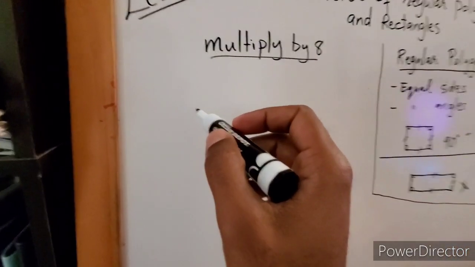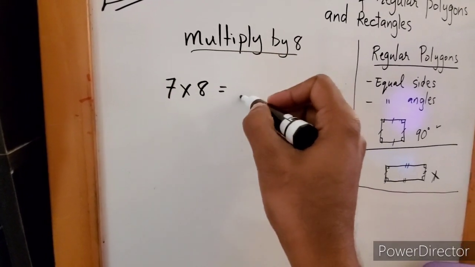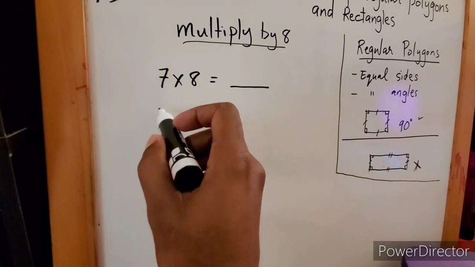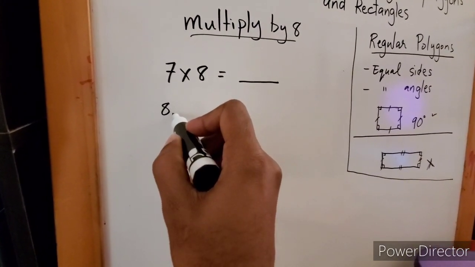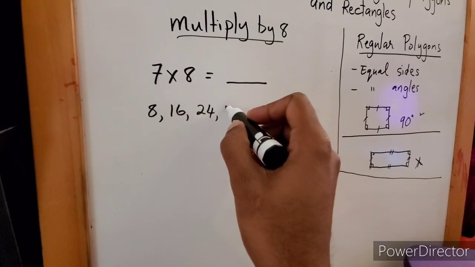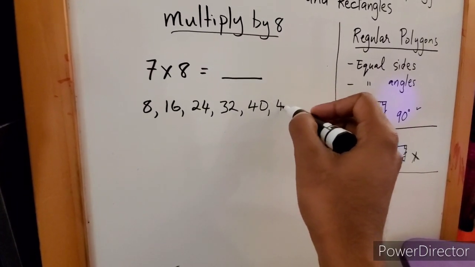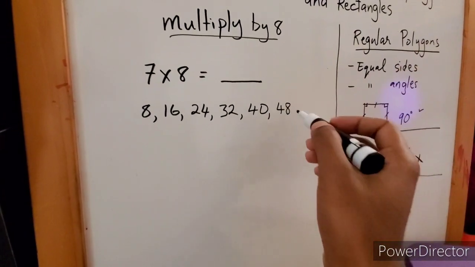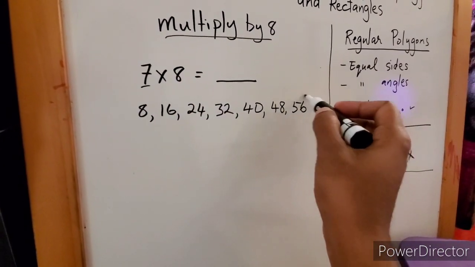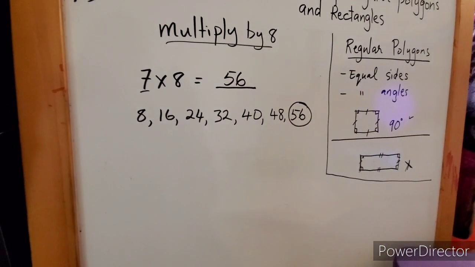Our first one, if you want to write as we go, you have your pencil and paper. 7 times 8 equals. Let's skip count by 8 to get to our answer. 8 ones 8, 8 twos 16, 8 threes 24, 8 fours 32, 8 fives 40, 8 sixes 48, 8 sevens 56, and that will end it right here. So we'll put 56 on the line because 8 times 7 is 56.